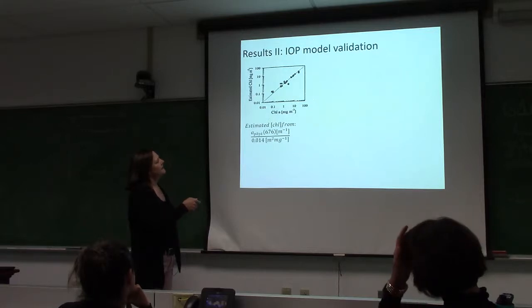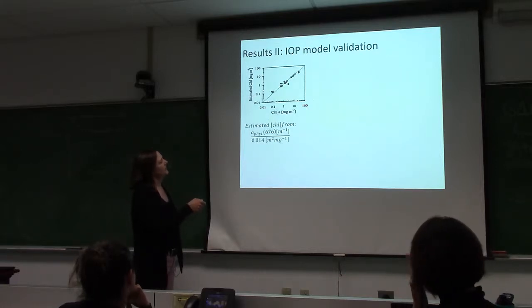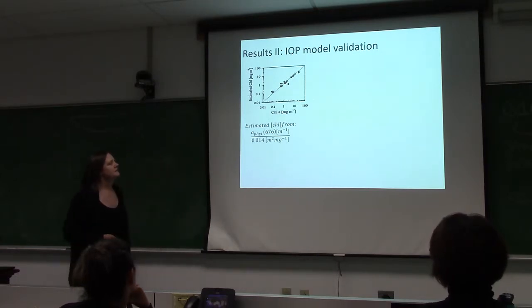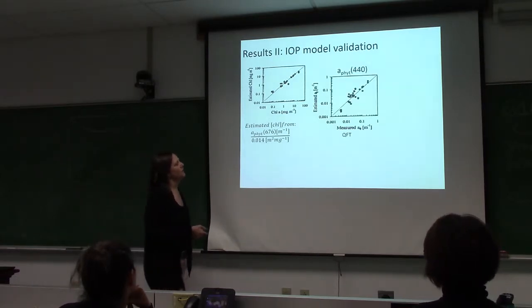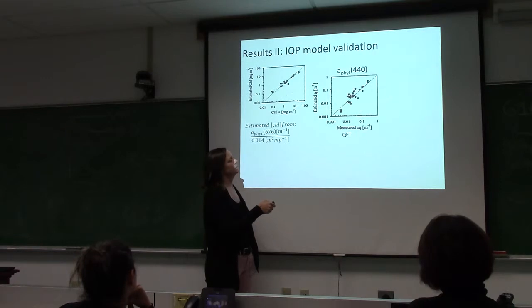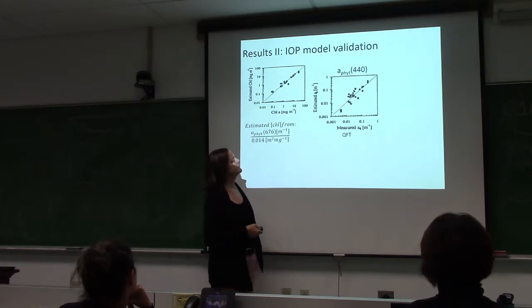Chlorophyll from the line height and chlorophyll from extract on a log-log plot. It looks fantastic. It was actually still pretty good. I could validate by looking at the model estimated phytoplankton absorption versus the one that I measured on the filter pad. Again, over a large dynamic range, it looked pretty good.